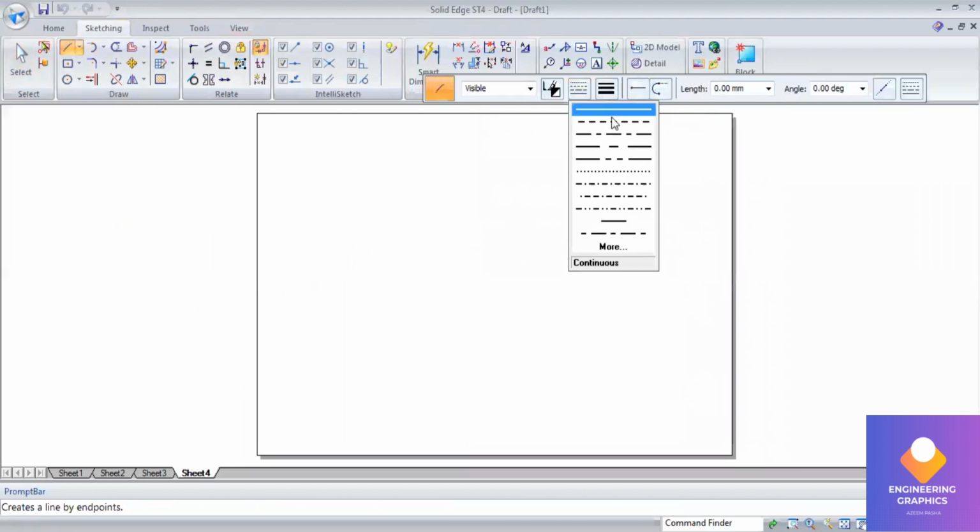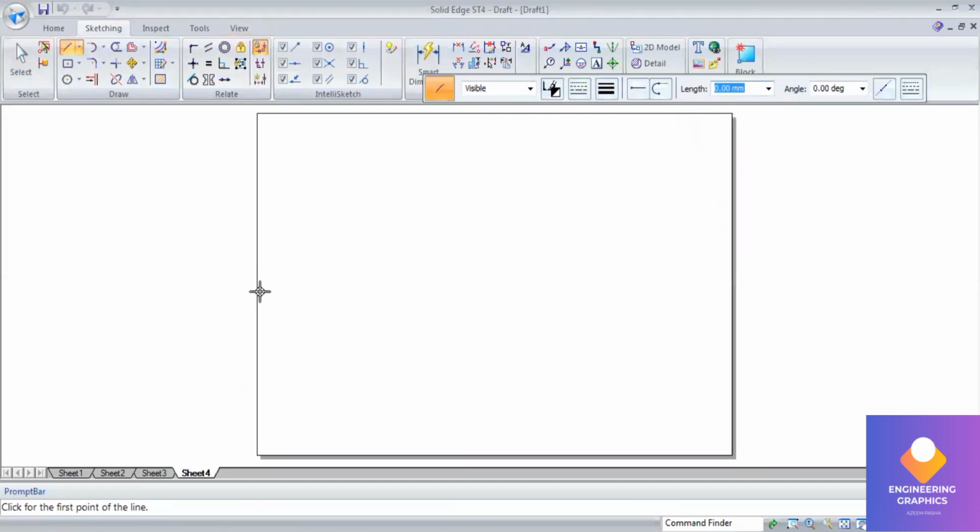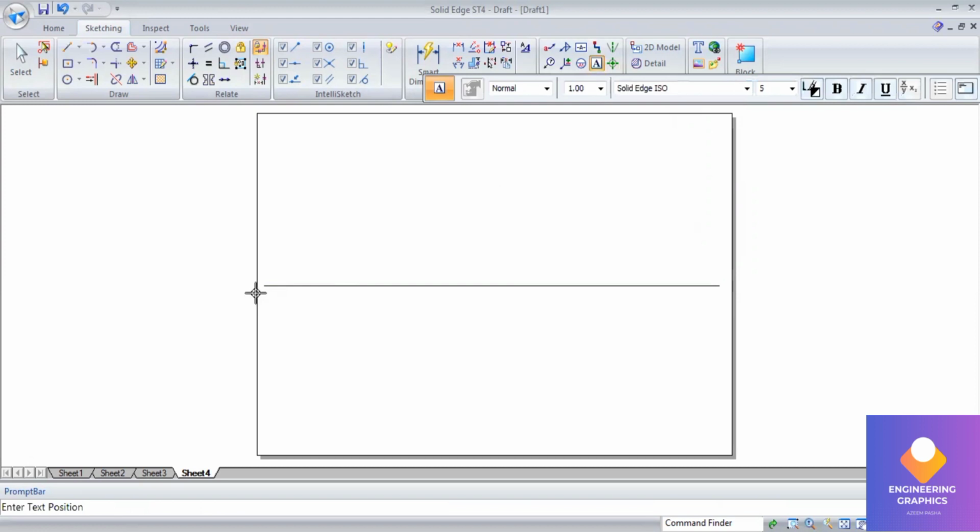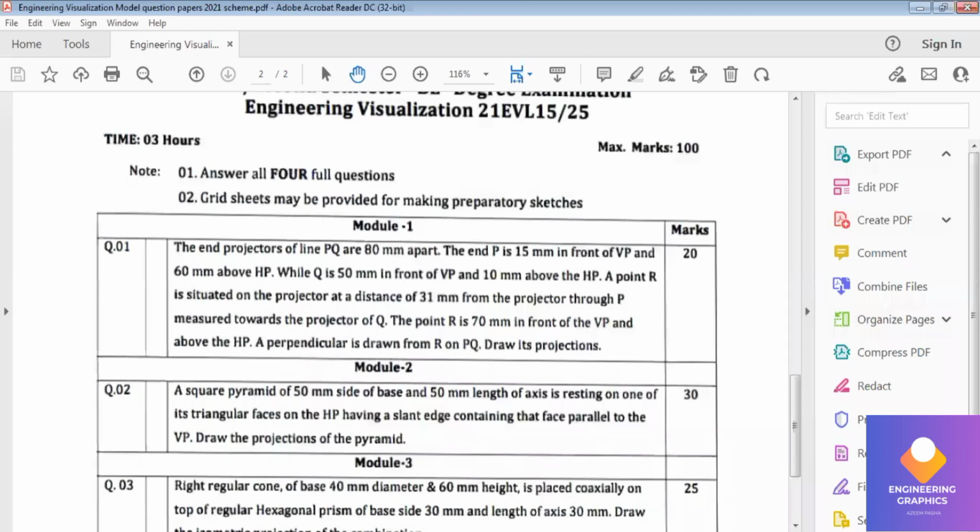So first I am going to draw this XY line by taking a thickness of 0.25 mm. Write XY, VP and HP, because we know that it is lying in the first quadrant. So in projection of lines we consider only the first quadrant. And P is 15 mm in front of VP and 60 mm above HP.